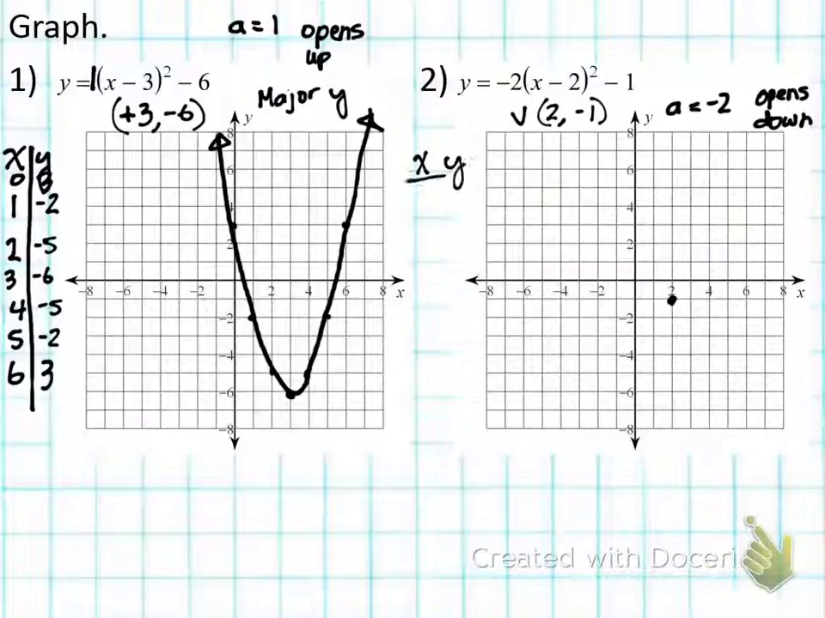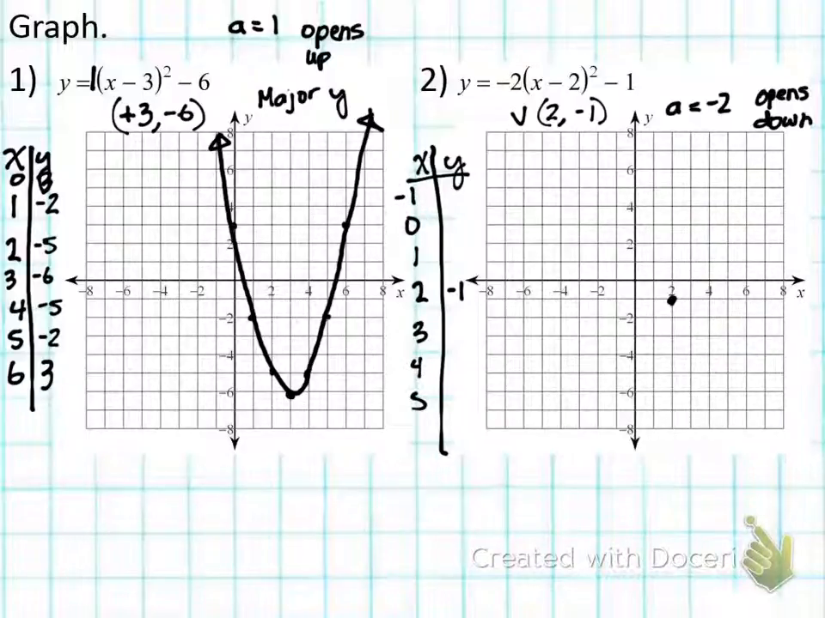Next thing I'm going to do is make an XY table. I know that our graph should be symmetrical, so our vertex should be in the middle. We said 2, -1 is our vertex. So I'm going to pick a couple of smaller points then too, which is 1 and 0. A couple of bigger points are 3, 4, and I'll even put 5 and -1 there. Okay. Putting -1 in here.